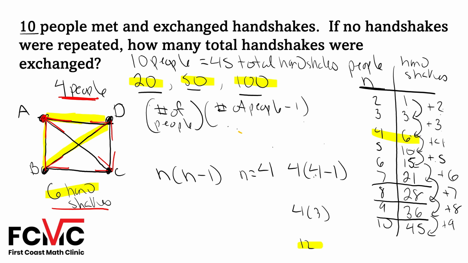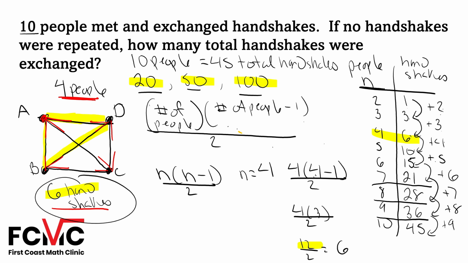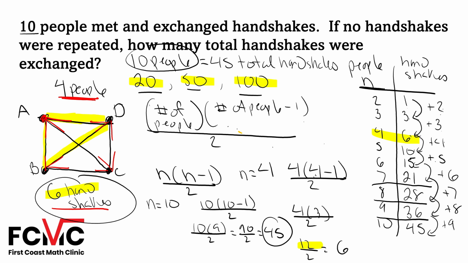And how do we prevent ourselves from counting the same handshake more than once? Well, let's divide everything by 2. So I want n times n minus 1 divided by 2. So we could do 4 times 4 minus 1 divided by 2, 4 times 3 divided by 2, 12 divided by 2, and we get 6, which is our answer for the number of handshakes 4 people are going to exchange. Now let's test that with 10 people. If n equals 10, we're going to have 10 times 10 minus 1 over 2. We'll get 10 times 9 over 2, 90 over 2, and we get 45, which is the answer we got here.